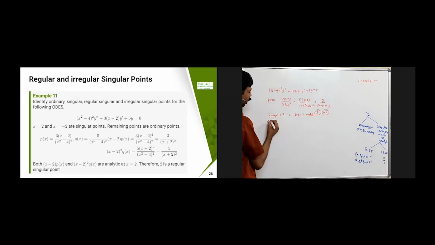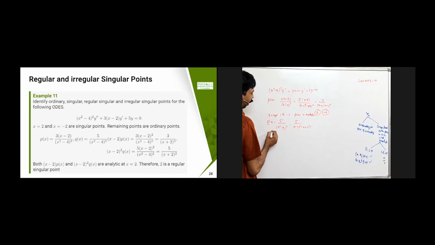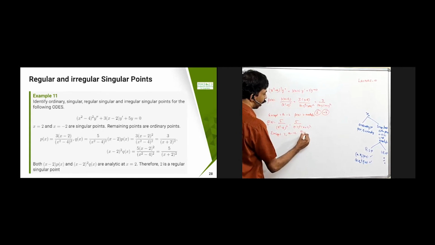So except this one is analytic. Now Q of x is nothing but 5 by (x square minus 4) whole square. That is going to become 5 by (x minus 2) whole square into (x plus 2) whole square. Once again, at x equal to 2 this is going to become infinite, and at x equal to minus 2 this is going to be infinite. Therefore, except 2 and minus 2, Q of x is also analytic.